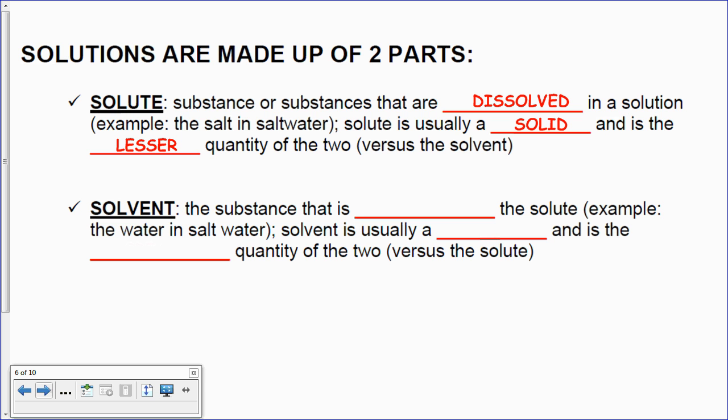Now the solvent is doing the dissolving. So dissolved, dissolving. These are verbs, I think. Asking an English teacher. The solvent, example, the water in the salt water, is usually a liquid and is the greater quantity of the two versus the solute. Okay, so the greater quantity is the solvent, and it's usually a liquid, period. Moving on.